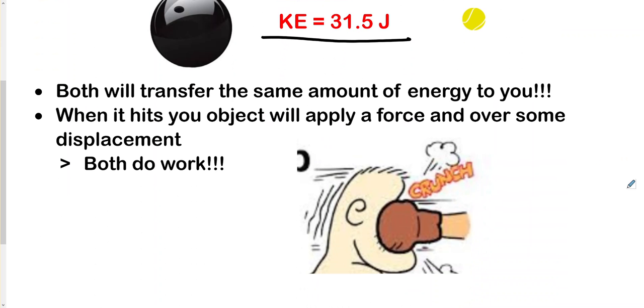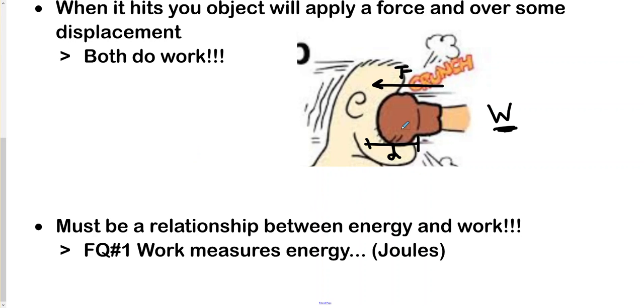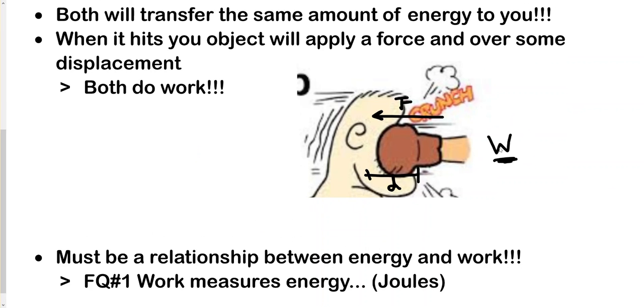So I couldn't find a picture of a bowling ball hitting someone in the face, so I went with this. We know this hand applies some force, and let's say their face started out here and went into there, so there's some displacement. So here we have an example of that object applying a force causing some displacement, and so we would say that work was done, right? And so that relates back to here. There must be some relationship between work and energy. So that's what we would say, is that work and energy must be related in some way, shape, or form.